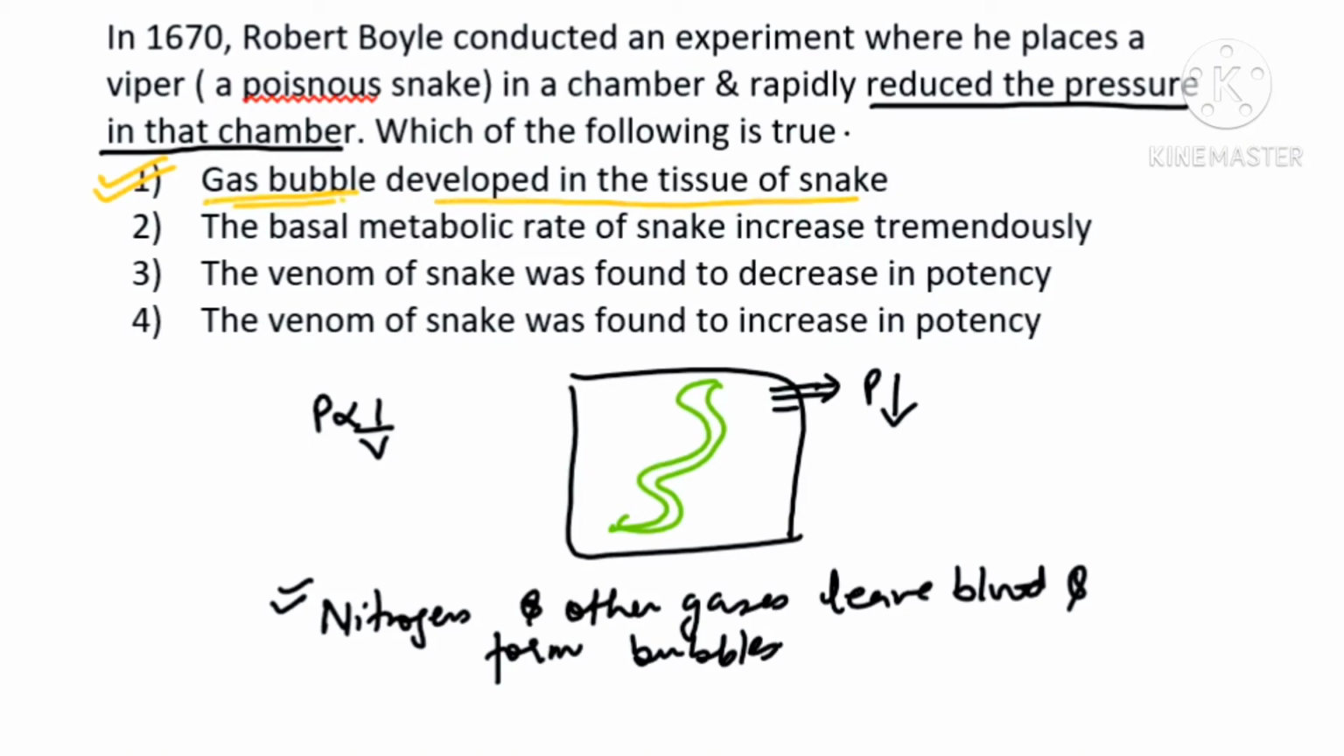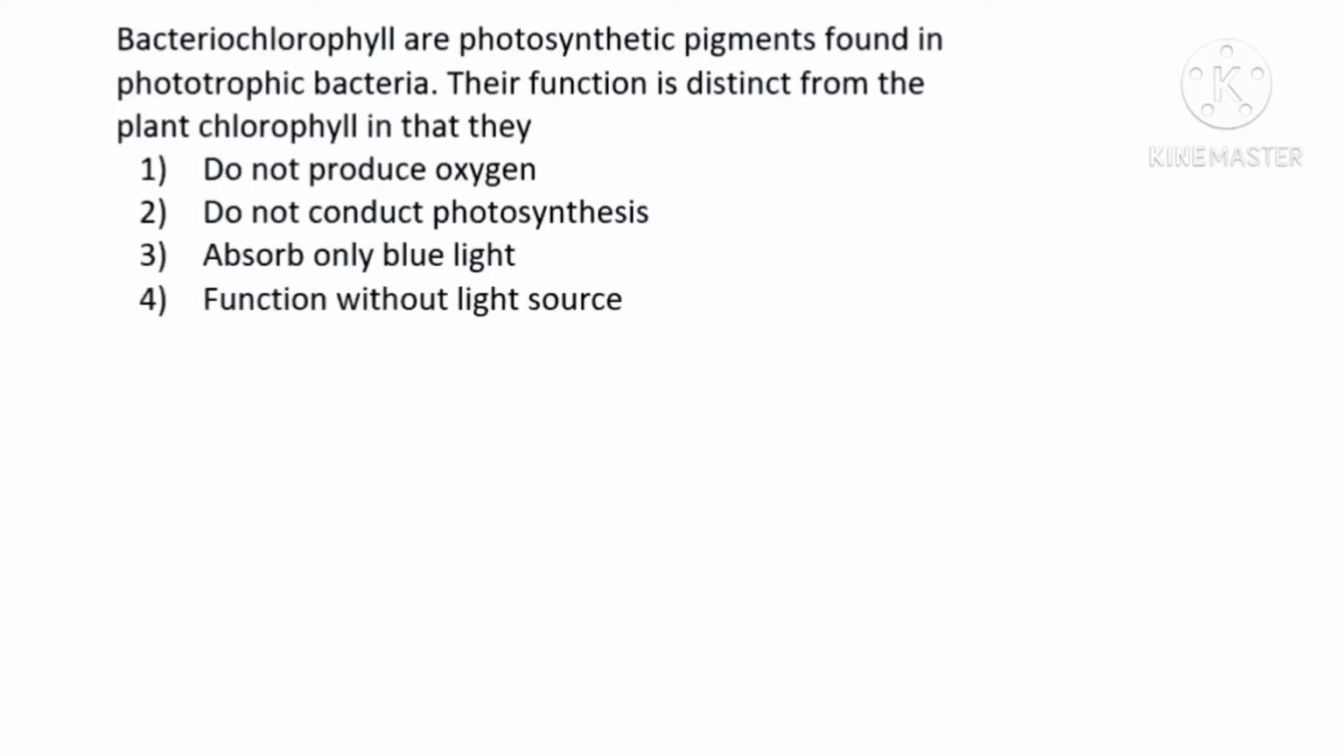Now see the next question, the third question. Bacteriochlorophyll is a pigment. If I say bacteriochlorophyll, it means a pigment which is present in bacteria. They also say it is present in phototrophic bacteria, and how is it different from plant chlorophyll? First of all, you should know the difference between the nutrition done by bacteria and by higher plants. See, bacteria will do photoautotrophy. Even plants are doing photoautotrophy. Then what is the difference between them?